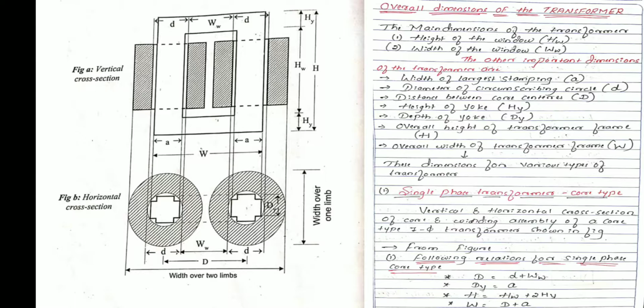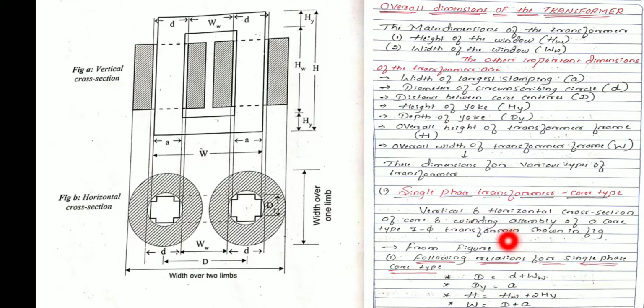So this diagram represents what? This diagram is nothing but the vertical as well as the horizontal cross section view of a core as well as the winding assembly of a single phase core type transformer. Getting my point? From this figure we will get very important relationships. These relationships are very important while solving the problems, the numericals. So see the diagram and just let me know.